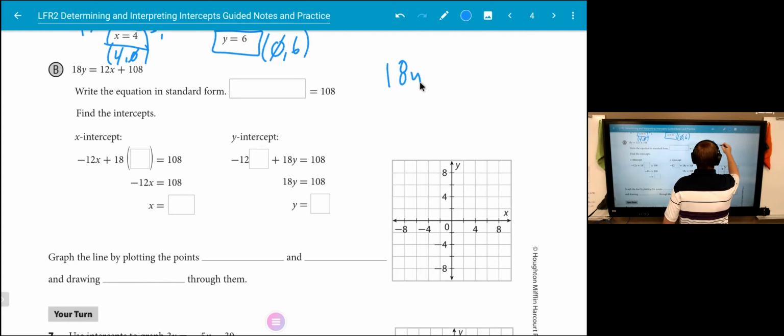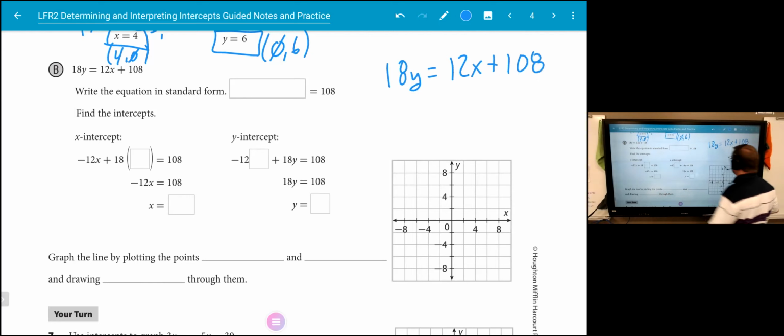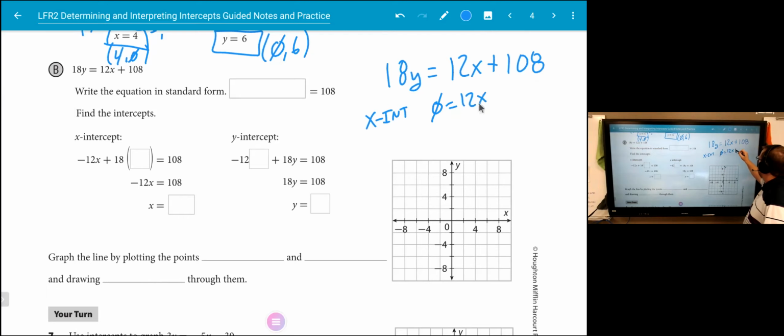18y equals 12x plus 108. Okay. To find the x-intercept, we're going to set y equal to 0 and solve for x. This gives us 0 equals 12x plus 108. Hey, it's a two-step equation. We can do this.